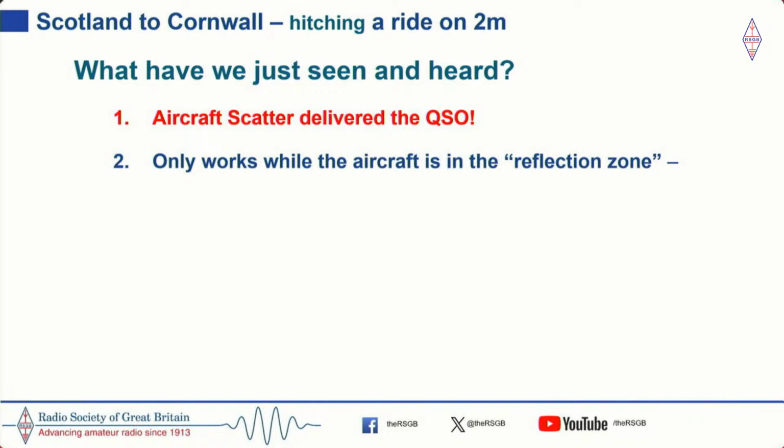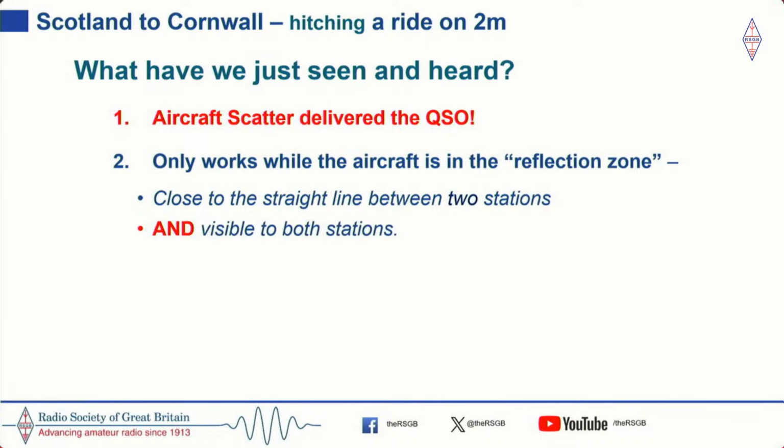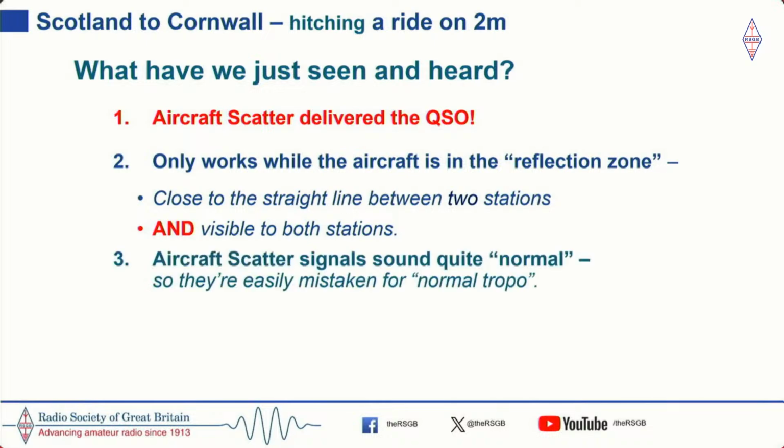But it only works while the aircraft is in the reflection zone, which is close to the straight line on the map between the two stations, and visible. The aircraft has to be visible above the horizon to both stations. And given that, aircraft scatter signals sound quite normal. So yeah, they continue. Even a distant one is easily mistaken for normal tropo. But I can simply assure you that on that night it wasn't.